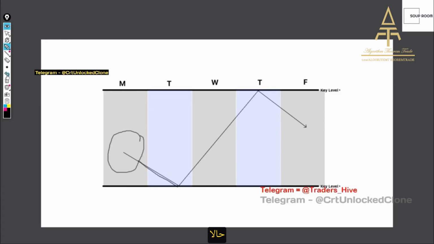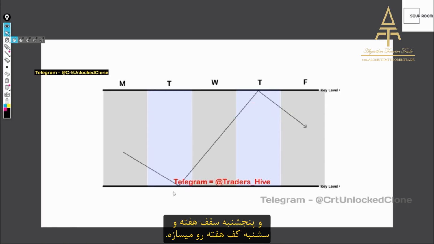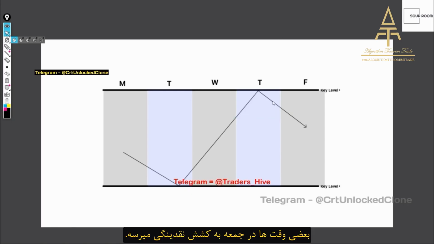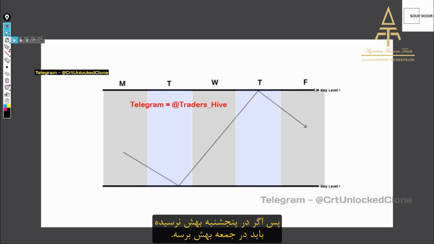Now, looking at this price action, let's just erase this. We can see Friday has a slight retracement back into the range, and Thursday created the high of week, while Tuesday creates the low of week. Sometimes the drawn liquidity is only reached on Friday. Okay, so instead of the drawn liquidity being hit on Thursday, it would only be hit on Friday. How would you notice this? Look at the key level. If it's not been hit on Thursday, it's likely going to be hit on Friday.